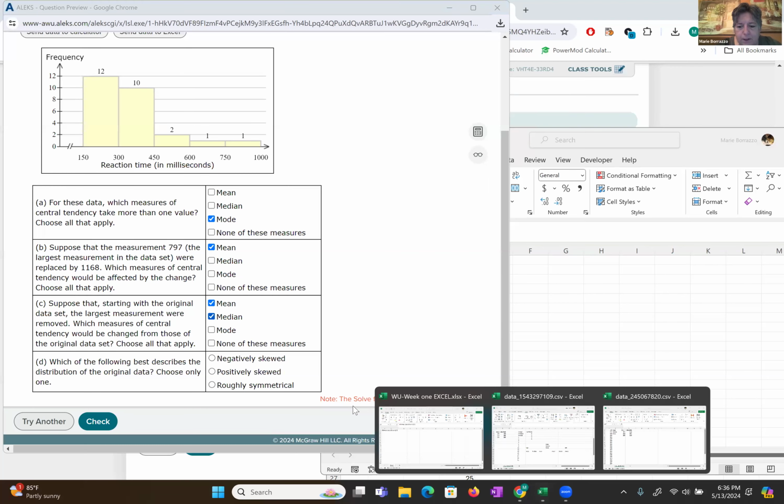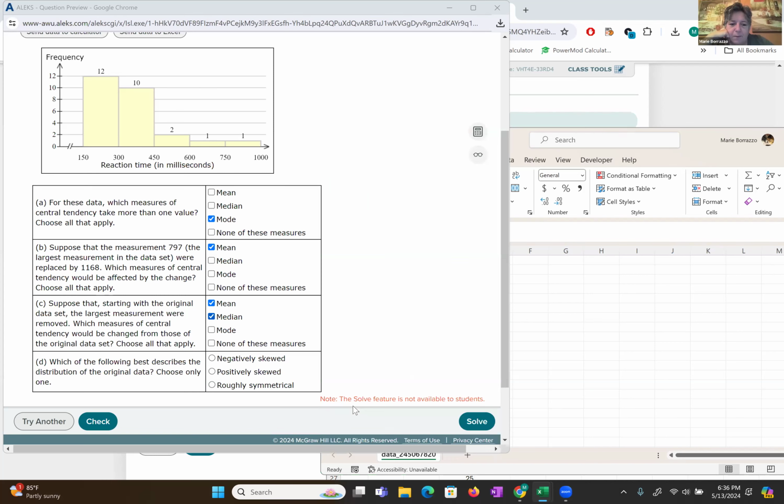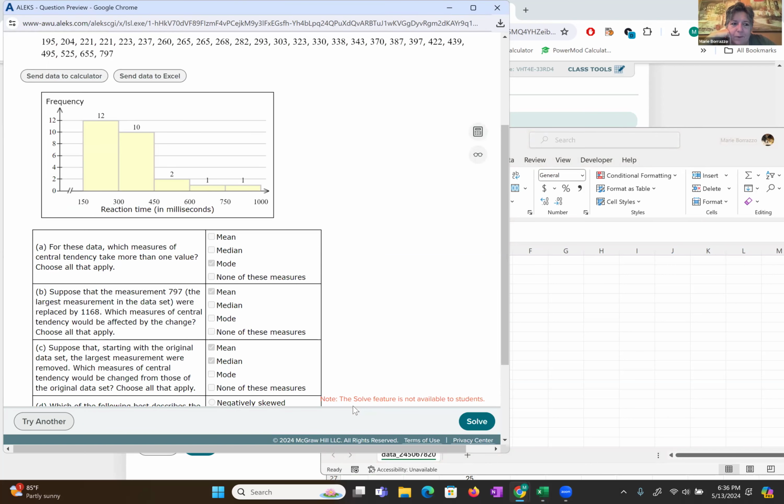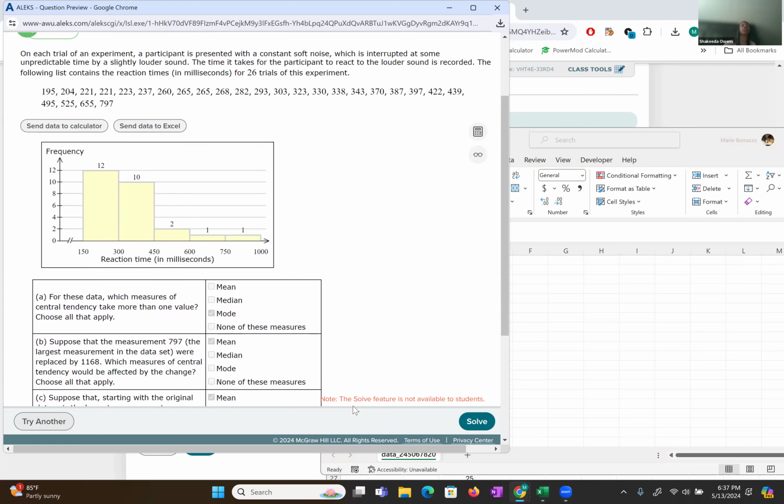The last thing that they ask here is, which of the following best describes the distribution of the data set? Is it left skew or right skew? Is it positive or negative? Positive. Yes, it's positive, so it's going to be a right skew, right? So let's go ahead and check it. Yep, right skew.